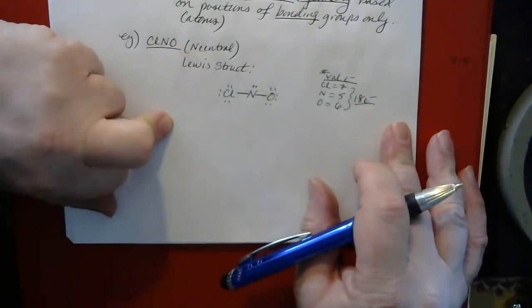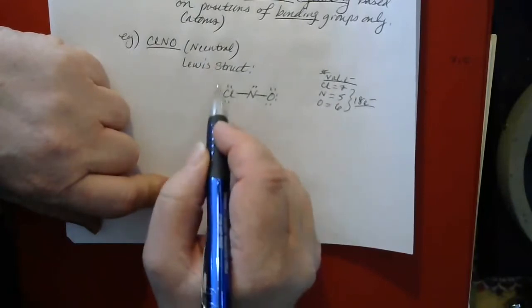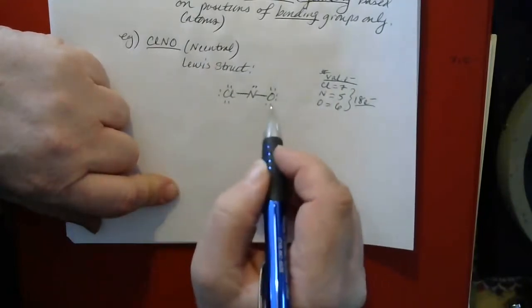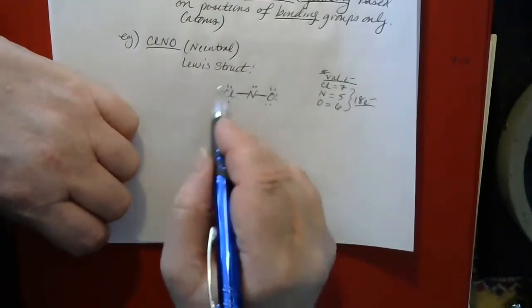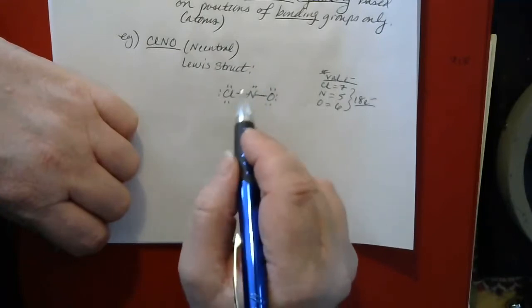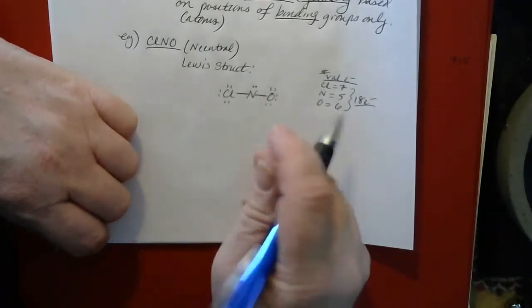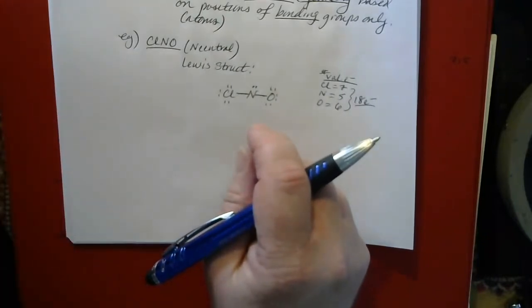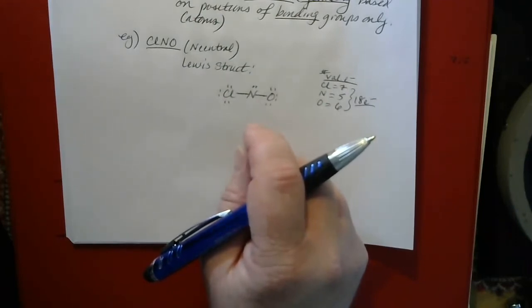Now, check for octets. If you check for octets, chlorine has an octet. Well, we made sure in a previous step that it has an octet. So yes, it does have an octet, as does the oxygen, but the nitrogen doesn't. Nitrogen's only got 2, 4, 6 electrons around it. So the only way that you can get nitrogen to have an octet would be to force one of the outer atoms to share a pair of electrons with it.